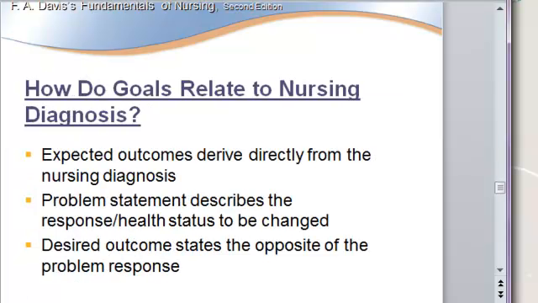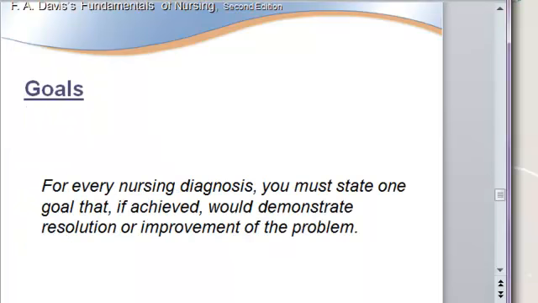So how do our goals relate to nursing diagnoses? Expected outcomes derive directly from the nursing diagnosis. Our problem statement describes the response or the health status that needs to be changed, and the desired outcome states the opposite of the problem response. And there'll be many examples of this in your book as well. So on our goals, for every nursing diagnosis that we state after we have assessed our patient, you must state one goal that, if achieved, would demonstrate resolution or improvement of that problem.